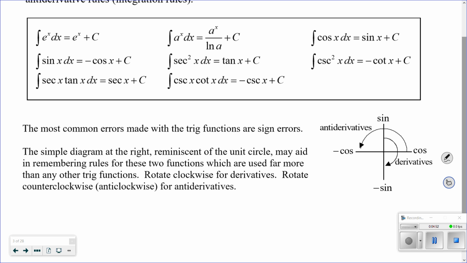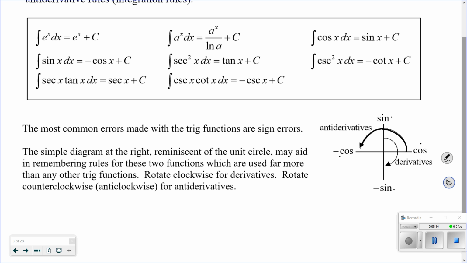The cosine is positive over here, right? It's a positive 1, and a negative 1 over there, so positive, negative. The sine is a positive 1 here and a negative 1 there, so positive, negative. So if you draw this little diagram, and then the antiderivatives go this way. If I go from cosine to sine, it's positive. If I go from sine to cosine, it changes to negative.